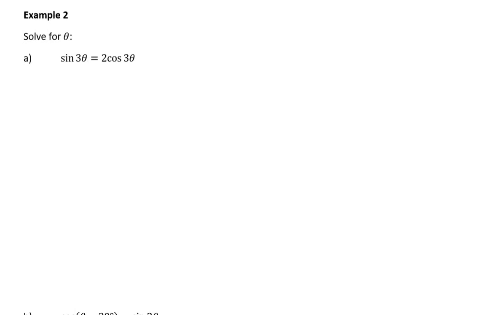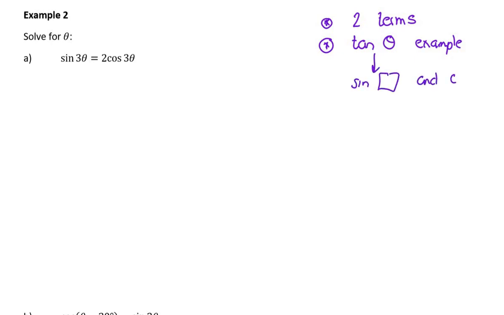Now, example 2 is all about the sine and cos equations. There are two types of sine and cos equations. First of all, you always look for two terms. The first type could be a tan example. And how do I know if it's a tan example? If you have sine and cos of the same angle.